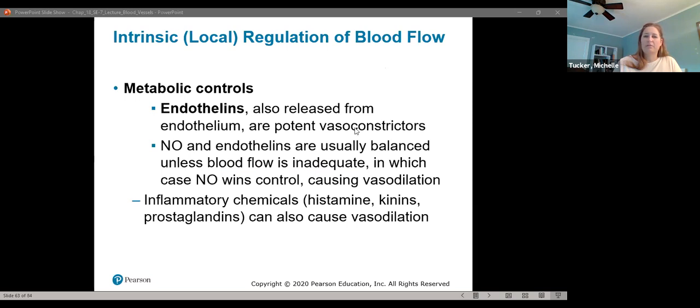Endothelins are potent vasoconstrictors. They can be released by the endothelium. Sometimes this is due to damage or sometimes other signals, but nitric oxide can overcome endothelin, because nitric oxide is saying, hey, I need blood flow now, or the cell's gonna die or it's gonna be damaged. So nitric oxide is going to have one of the last words.